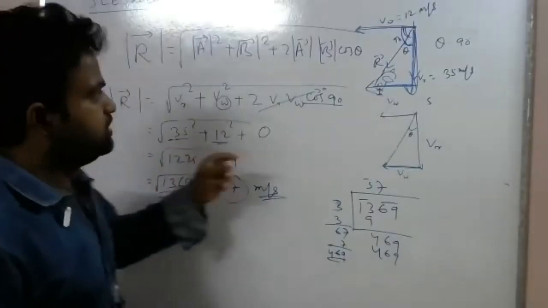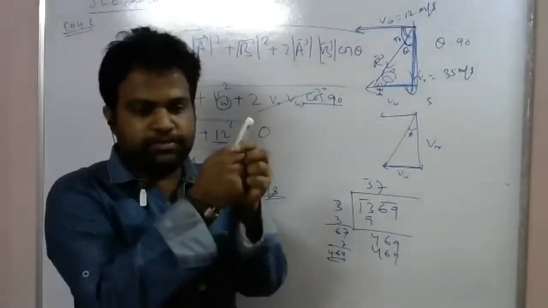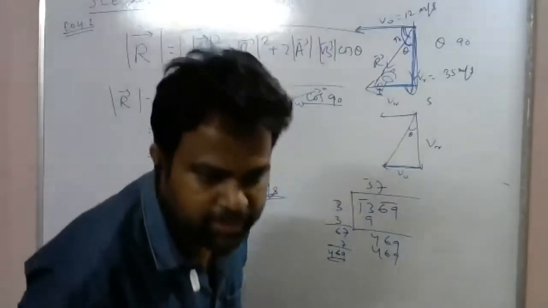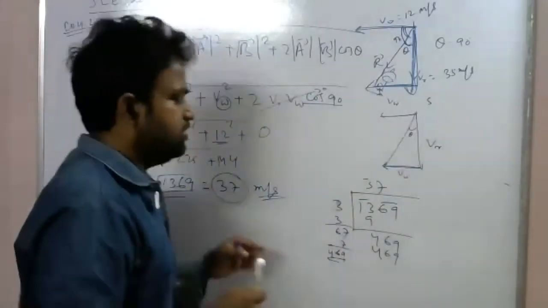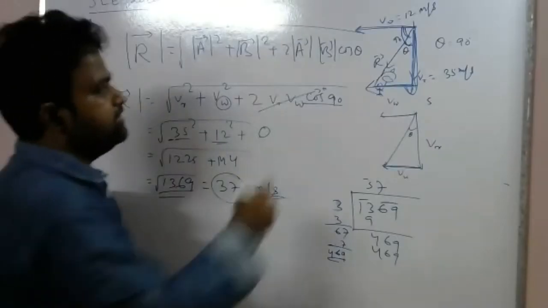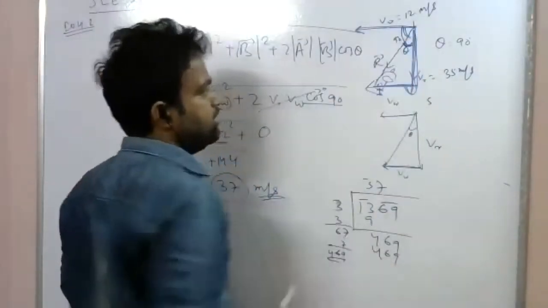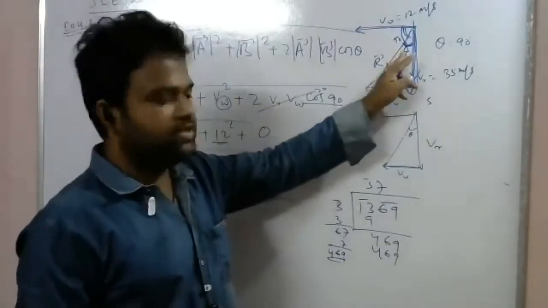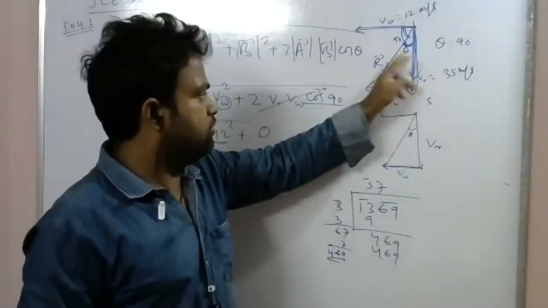But the question is, with what angle will you hold your umbrella? Umbrella को कौन सा angle में रखना है, ठीक है? With what angle will you hold your umbrella? So how will you calculate? That means you have to calculate this theta. You have to calculate the theta here. So how will you calculate theta?